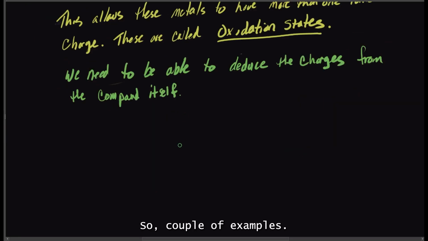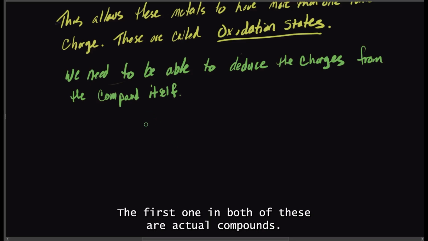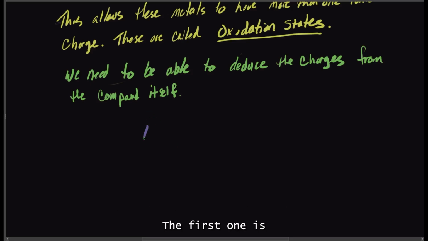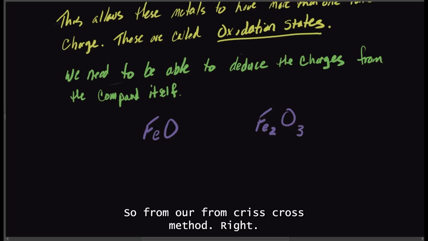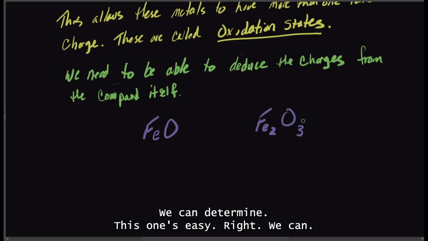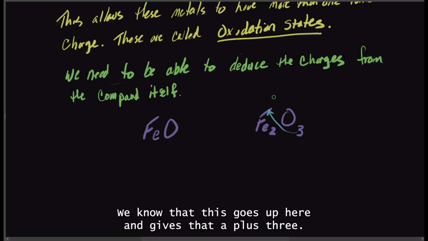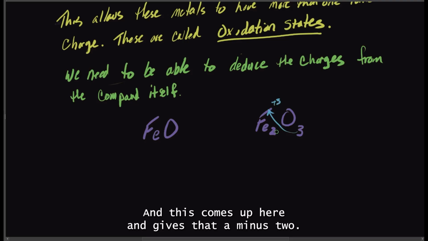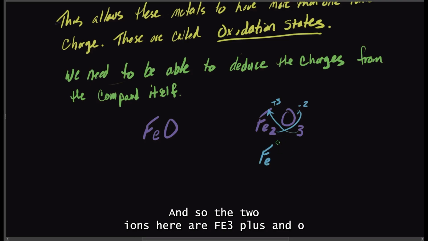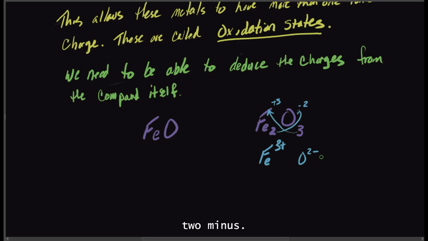Okay, so a couple of examples, and both of these are actual compounds. The first one is FeO, and the other one is Fe2O3. So from the crisscross method, this one's easy, right? We know that this goes up here and gives that a +3, and this comes up here and gives that a -2. And so the two ions here are Fe3+ and O2-. Right, we're good here?